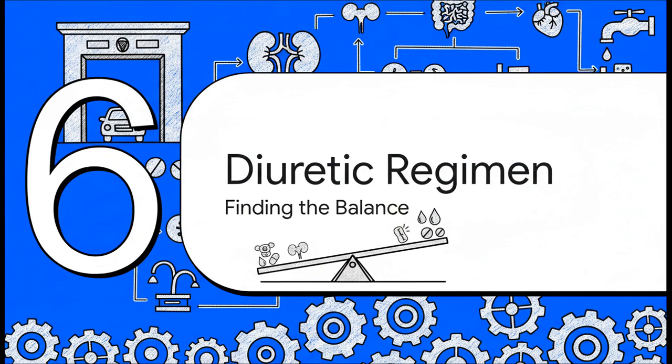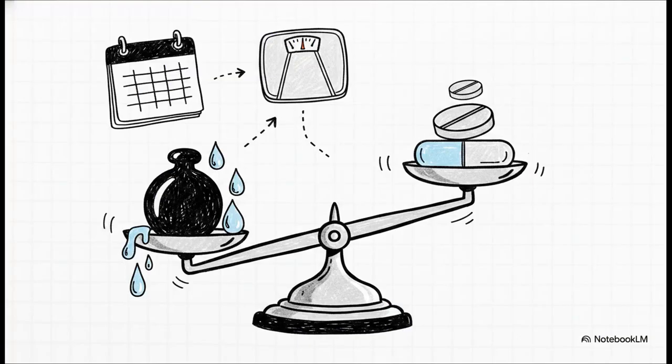Which brings us to Section 6, Building a Diuretic Regimen. Okay, now that we've visited literally every toll booth in the nephron, it's time to put on our clinician hats and see how these tools are actually combined. You always want to tailor the regimen based on the patient's exact fluid status, and the absolute best way to monitor that is through strict daily weights.